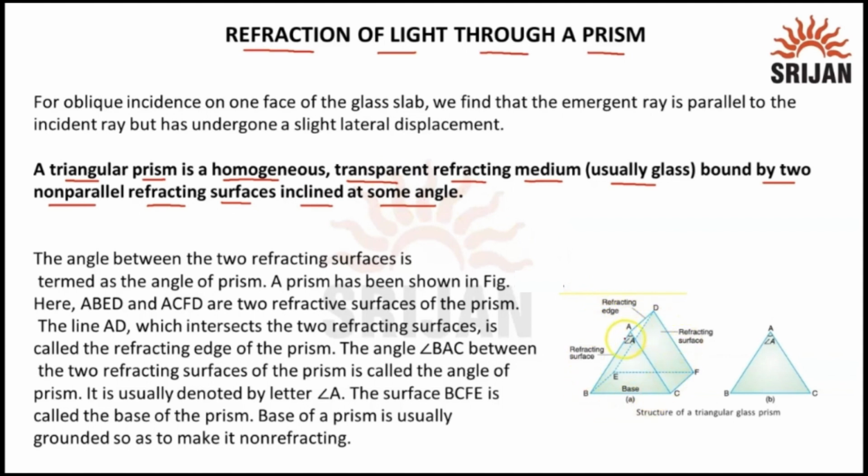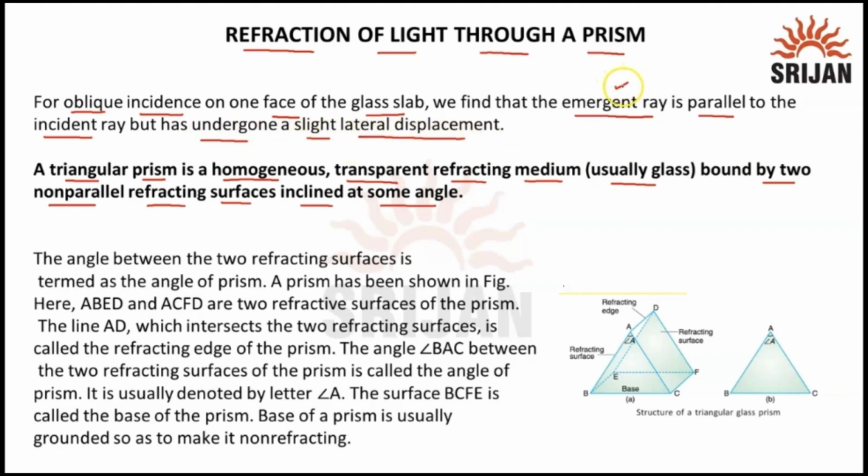This is the picture of the triangular glass prism, and this is the upper face that is triangular in shape, and that is why we refer to it as the triangular prism. Now what happens when the ray of light travels through this prism? For oblique incidence on one face of the glass slab, we find that the emergent ray is parallel to the incident ray but has undergone a slight lateral displacement.